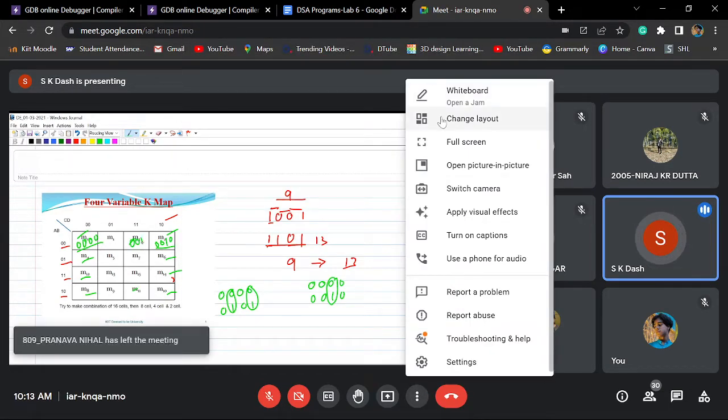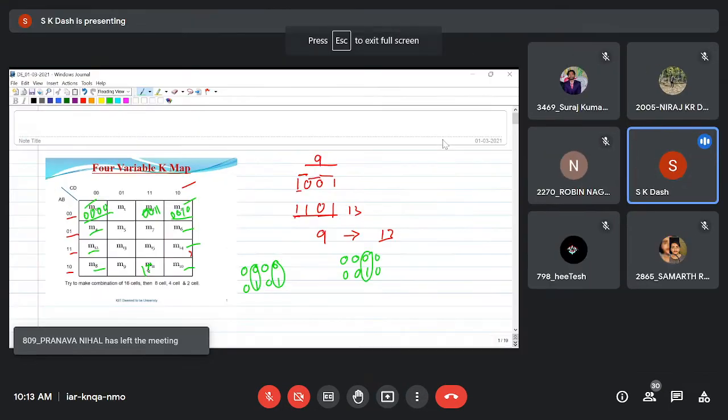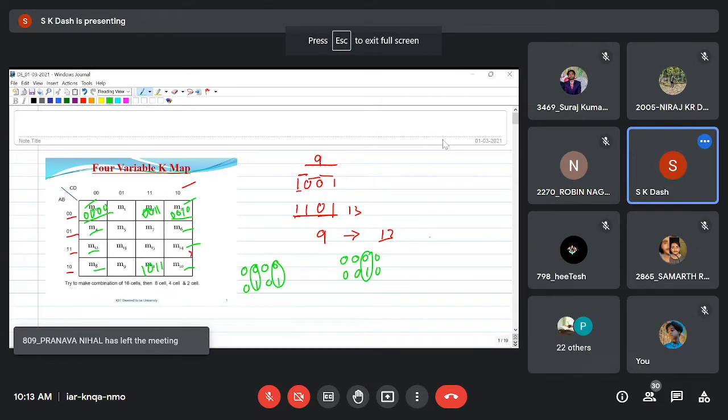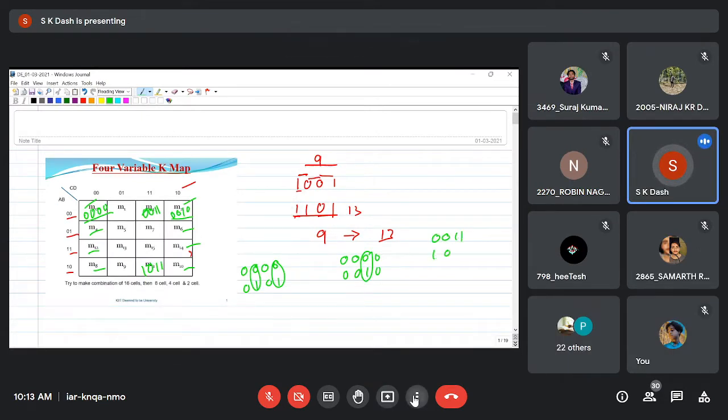This is what? This one is 0011. What is this? 1011. So 0011, 1011. In how many positions they are changing? 1. So this is also adjacent. This adjacent to this. This adjacent to this. This adjacent to this. This adjacent to this. Okay. So now if they are adjacent, then they can form a pair there.